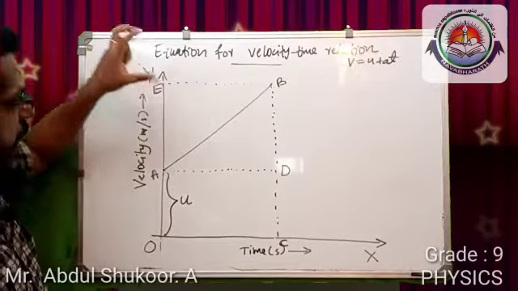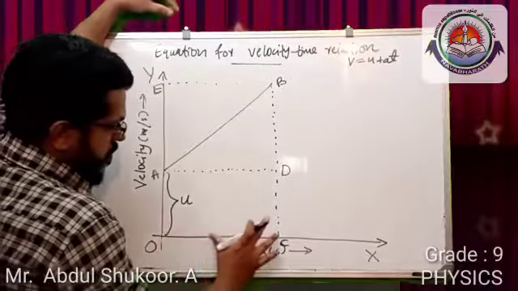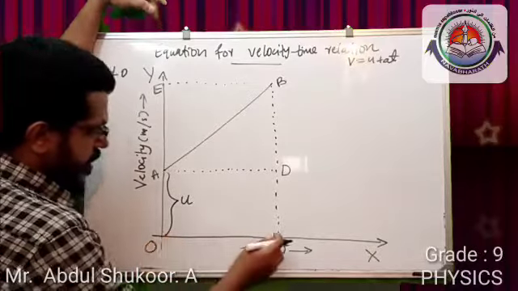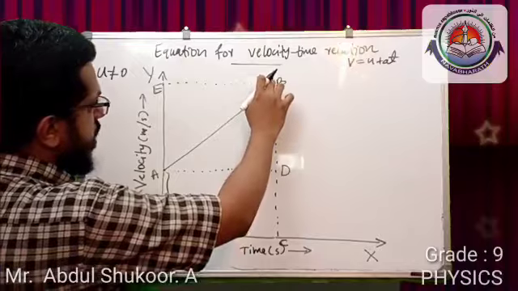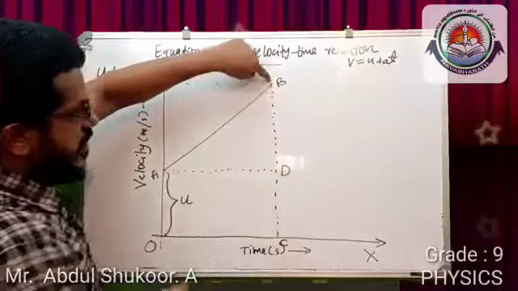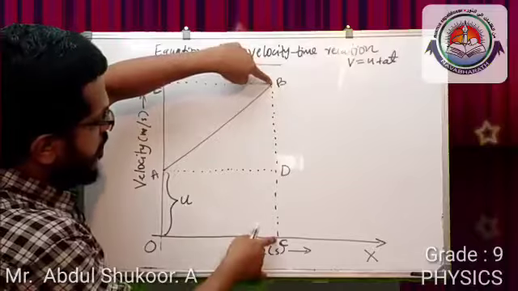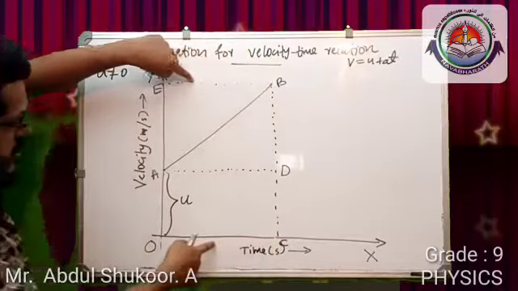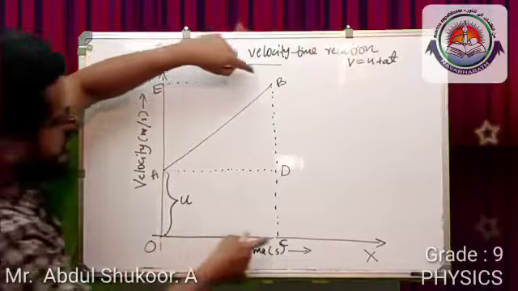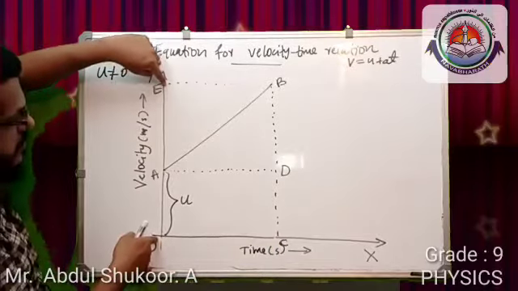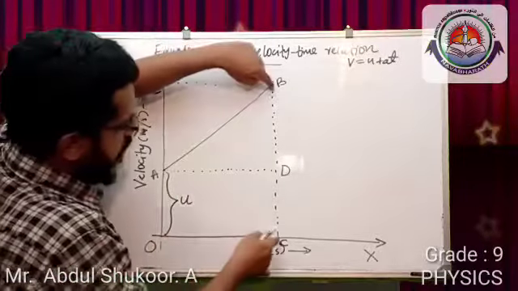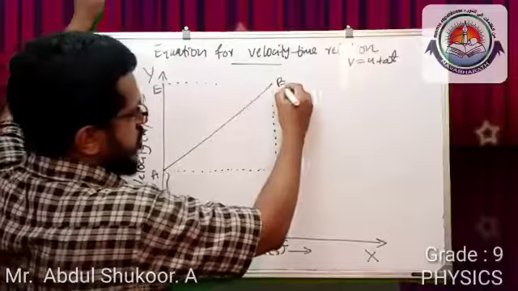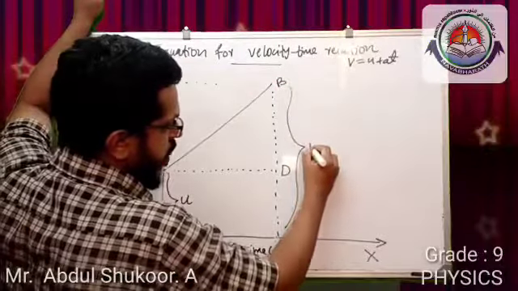Then again, after some time interval t, the velocity changes to another value. The final velocity, that is v, can be represented by BC. BC is the final velocity, this length BC. Here BC and OE are equal. That means the length of BC is the value of the final velocity. BC is the final velocity, that is v.